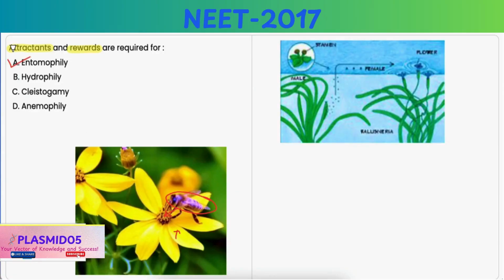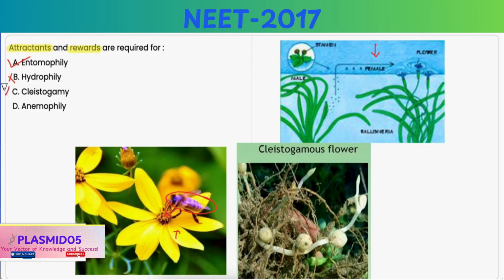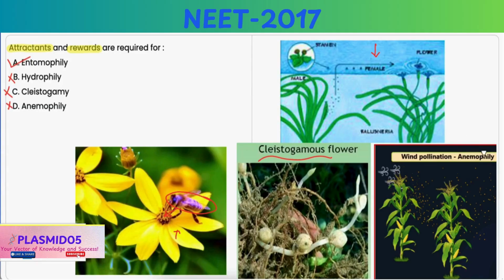Option B, hydrophily. Now, this is incorrect because hydrophily involves pollination through water. So, they do not require any attractants like bright color or scent, nor do they require rewards like nectar. Option C, cleistogamy. This is also incorrect because it refers to self-pollination that occurs in closed flowers. Option D, anemophily. It is also incorrect because anemophily refers to pollination by wind. And wind pollinated plants produce large quantities of lightweight pollen, but they do not attract pollinators or provide rewards.